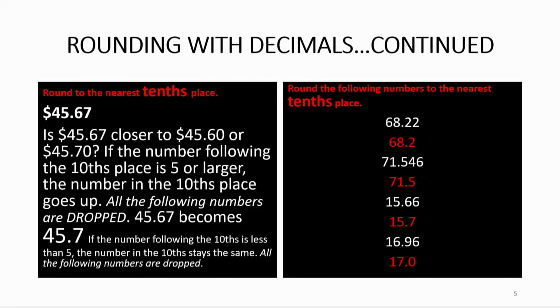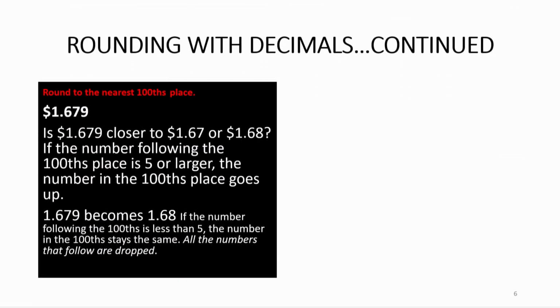So those are a little bit extra because there's a 6 after that 9, so that 9 has no place to go except to go back to 0. So that changes that whole number as well. Again, think of it like money. If you have $16.96, that's almost $17. Then finally, we're going to move on, rounding to the nearest hundredths place. So it's the same concept.